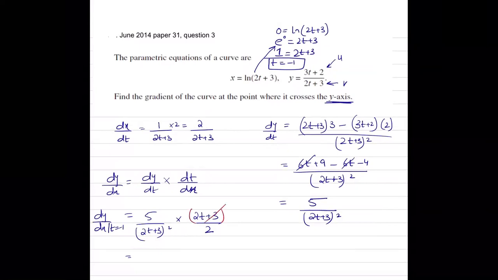I'm going to simplify this further. 5 upon 2 times 2t plus 3. Substituting t as minus 1 will get me 5 upon 2. Did you get the right answer?